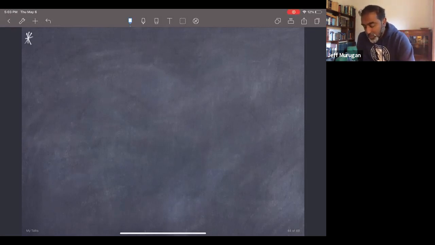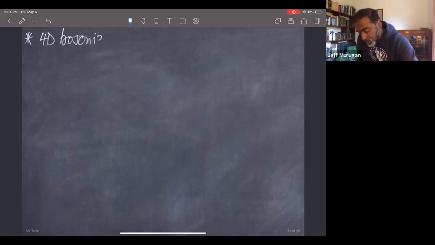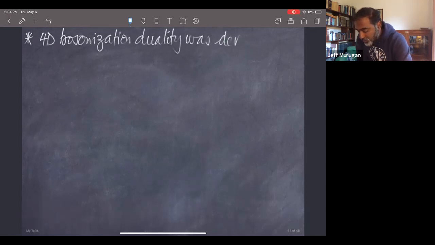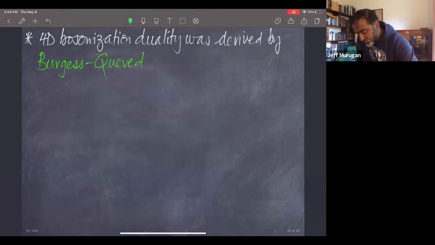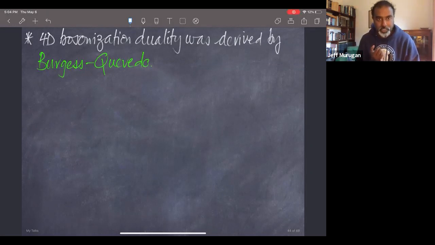Fortunately for us, a 4-dimensional bosonization duality was derived by Burgess and Quevedo some time ago already. So 4D bosonization as a duality was derived already by Burgess and Quevedo. And we're going to be following what they did in some detail. So bosonization can be extended from 3 dimensions to 4 dimensions.